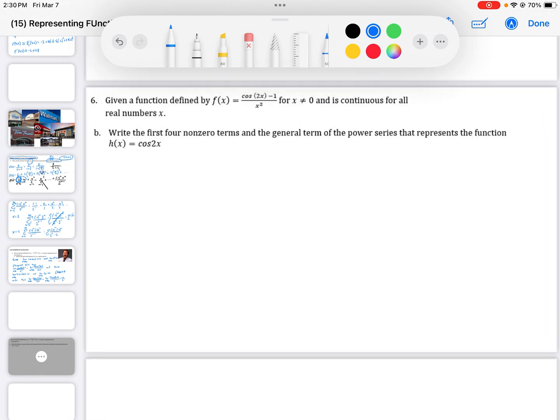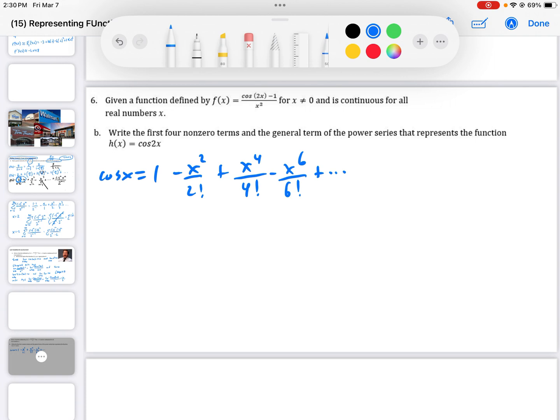Part B, write the first 4 non-zero terms in the general term of the power series that represents the function h of x is equal to cosine of 2x. So I've got to know cosine of x is equal to 1 minus x squared over 2 factorial plus x to the 4th over 4 factorial minus x to the 6th over 6 factorial. And I'm going to put dot, dot, dot, but I'm not going to put the general term yet, just because I think it's a bit easier to just find it in a second.